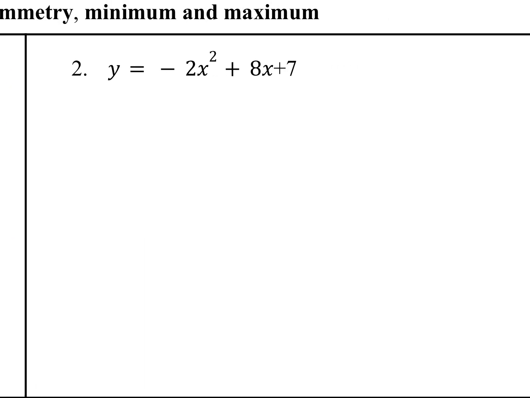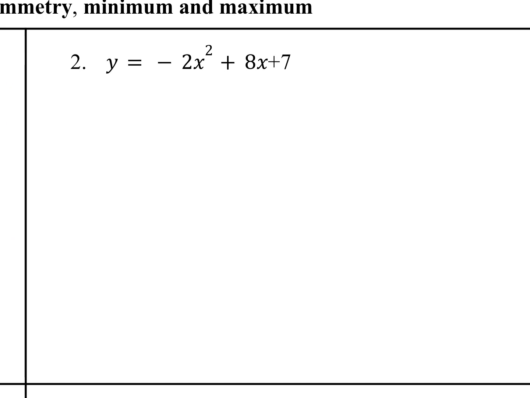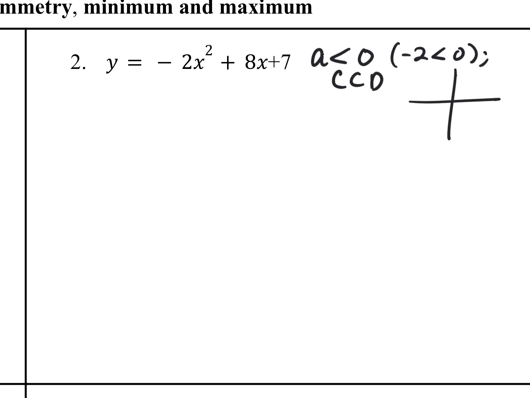Next, number 2. Y is equal to negative 2x squared plus 8x plus 7. The first thing I recognize here is that my A is less than 0. There is a negative 2, and remember that negative 2 is less than 0. Therefore, it's going to be concave down, looking this way. So my vertex is actually at its maximum. It's going to have a maximum, and no minimum.